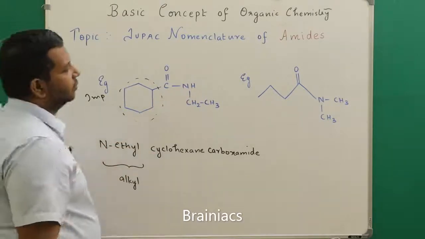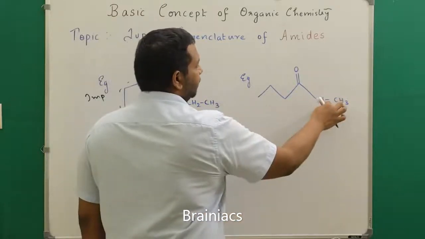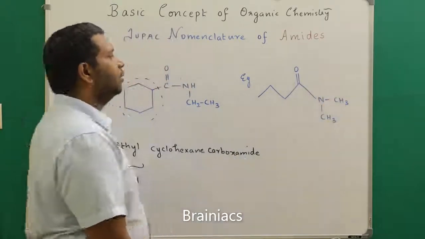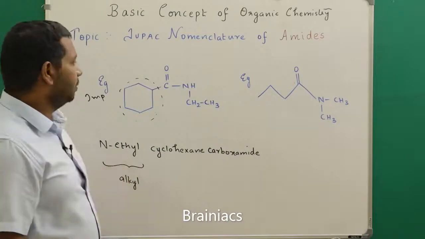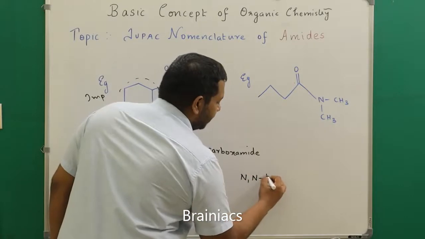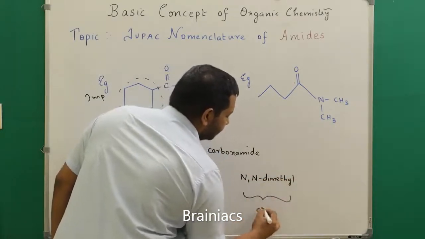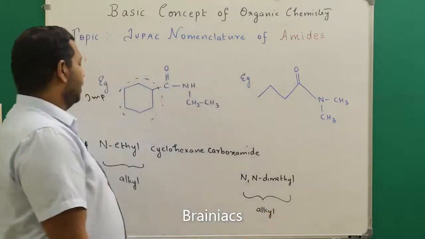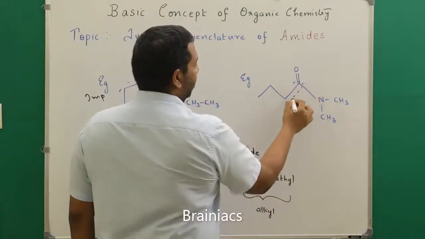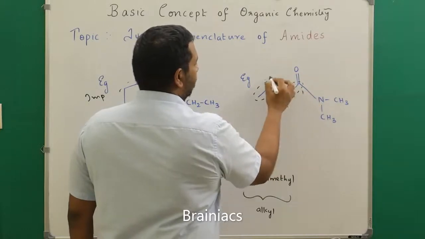Okay, now let's see the next one. Here, what should be the name of this compound? Here you can see both H are replaced by methyl group, and this is again an amide group with both H replaced by methyl group. So in that case, again the alkyl part will be N, N hyphen dimethyl. So this indicates the alkyl part here. Then what will come remaining? Alkanamide. So N, N dimethyl. I can say this is my parent carbon chain. Correct? So 1, 2, 3, 4.